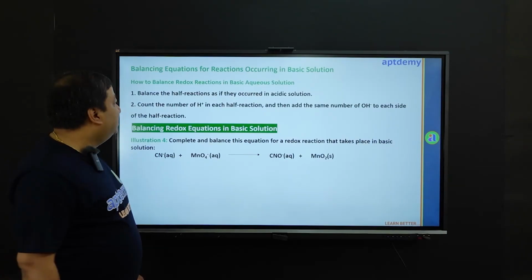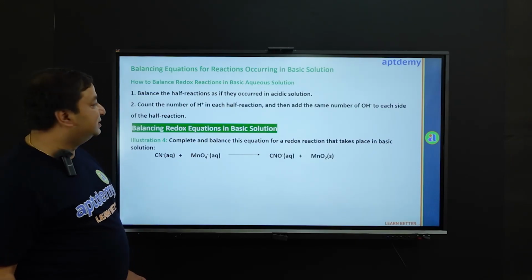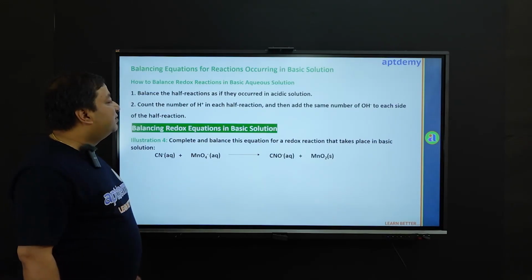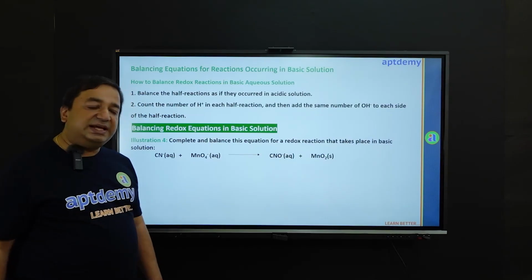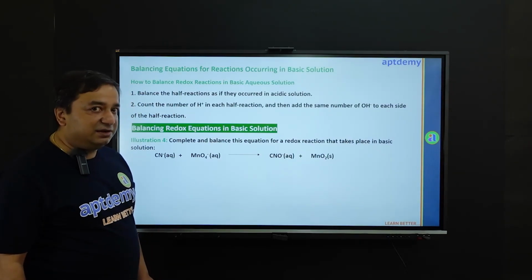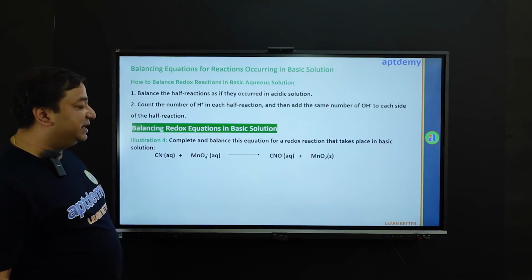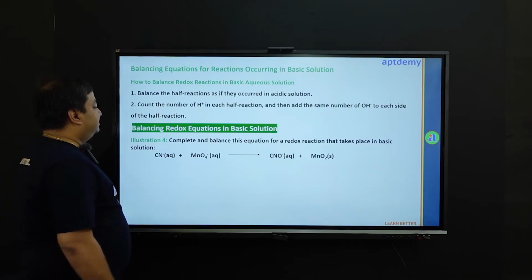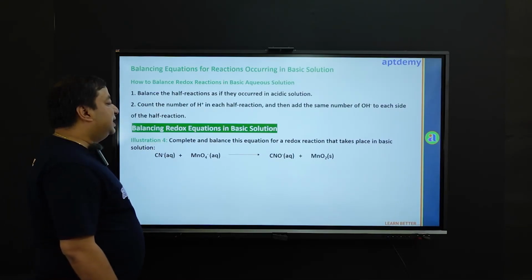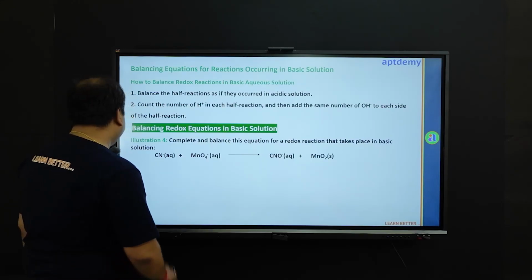Now the rules are: balance the half reactions as if they were occurring in an acidic solution. Count the number of protons in each half reaction and then add the same number of OH minus ions on each side of the arrow of the half reaction. So we'll ask question 4: complete and balance this equation for the redox reaction that takes place in basic solution.